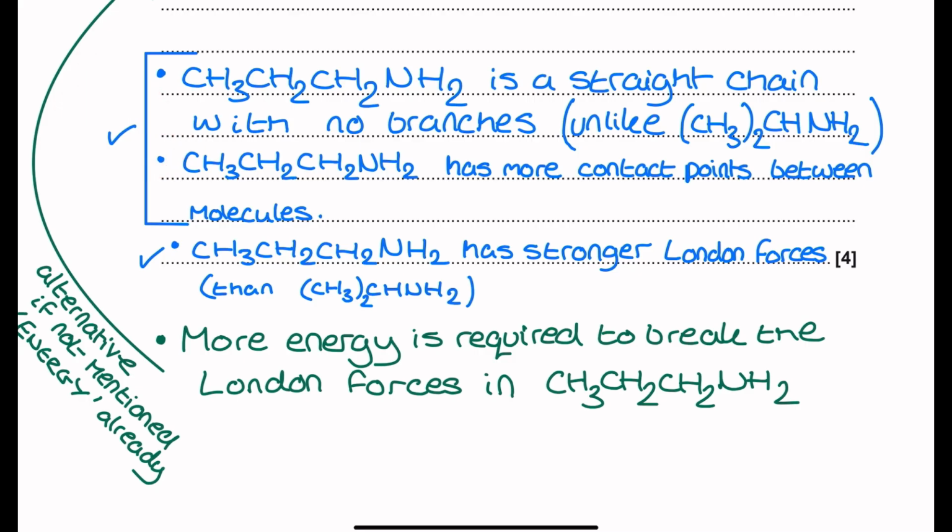Next, we need to talk about how what that does, the fact it's got more contact points, causes for those things I mentioned before, stronger London forces. And so the straight chain structure has got more contact points and therefore stronger London forces. Now, if you didn't actually mention anything about energy before, about breaking the hydrogen bonds, there was another opportunity to get the same possible mark as earlier on, which allowed you here to say that the London forces in the first structure are stronger than the London forces in the second. And so this was another opportunity to hit that same mark.